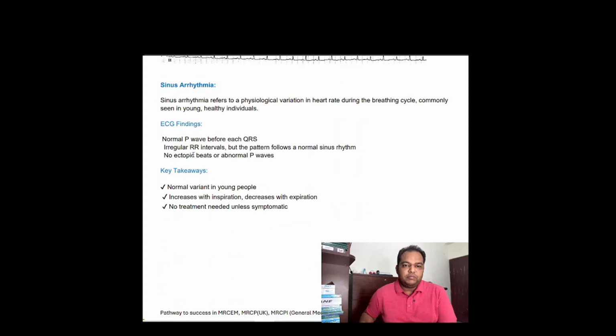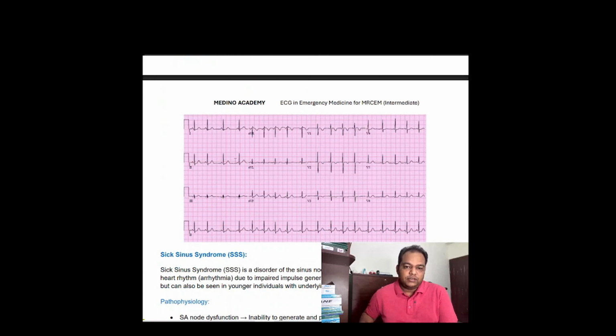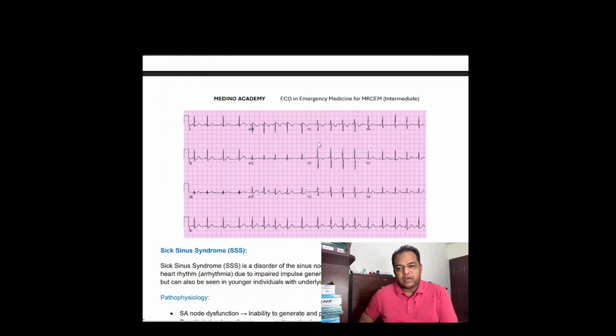Now, sinus arrhythmia, this is a normal variant in young people and in athletes. How can you diagnose sinus arrhythmia in ECG? Sinus arrhythmia is appreciated by irregular PP intervals. You can appreciate irregularity in the PP interval here, but P wave is present. So this is sinus arrhythmia.